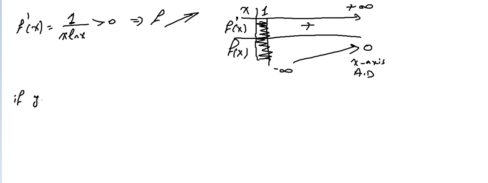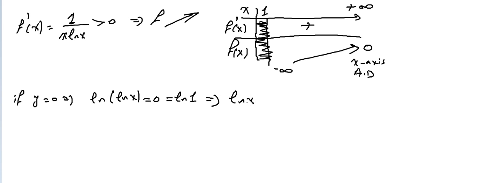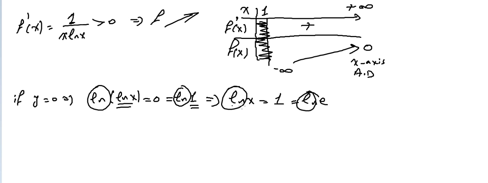Taking y equals 0, this means taking the function ln of ln x equal to 0. And we all know that ln 1 is equal to 0. What does that mean? Taking ln from both sides, we get that ln x is equal to 1. And 1 is ln e. Taking again the ln from both sides, that gives us that x is equal to e. That's great. x is equal to e.